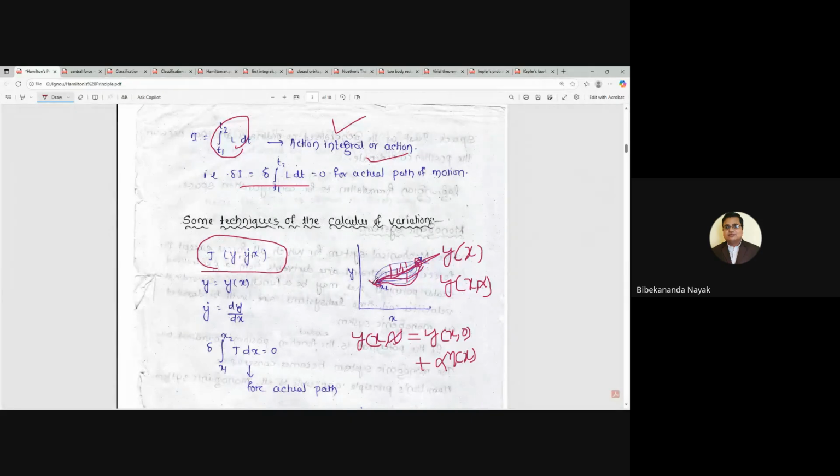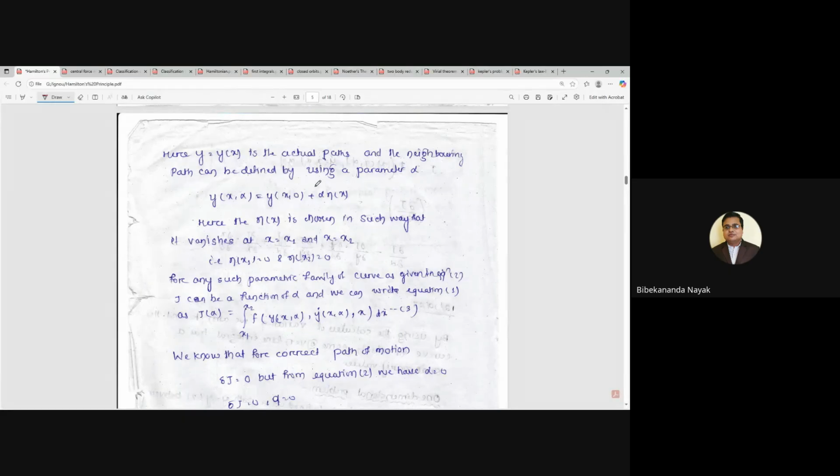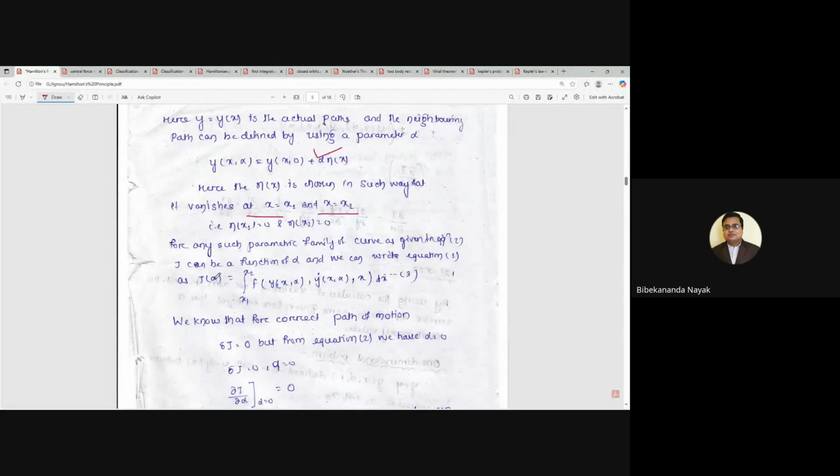Actually, all curves pass through two endpoints, x1 and x2. So at the endpoints, this eta(x) must vanish to 0. And for the actual path, alpha is 0. There are two conditions. We have written y(x, alpha) is y(x, 0) plus alpha eta(x), with eta(x) such that it vanishes at x1 and x2. Okay. Now we go for this integral. The integral now becomes a function of alpha because f contains y(x, alpha) and y dot contains x, alpha.